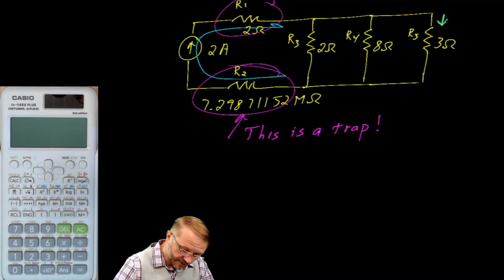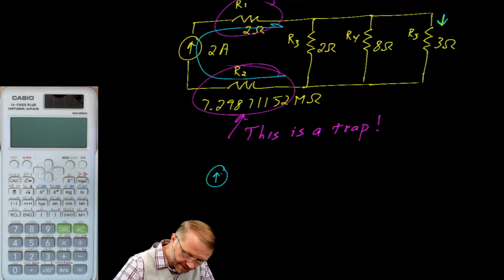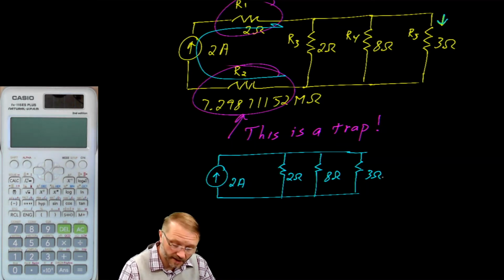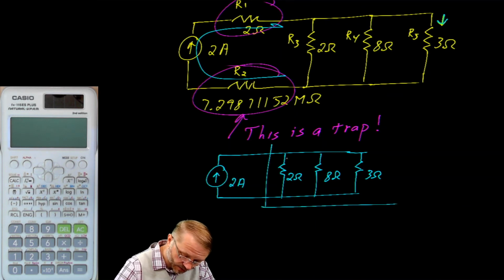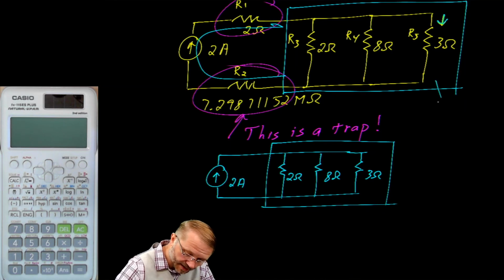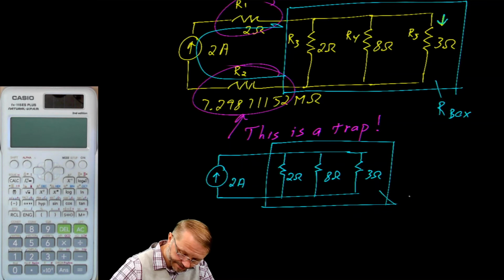Your opening move for this particular problem is to redraw the circuit. 2 amps, 2 ohms, 8 ohms, and 3 ohms. Again, R1 and R2 are meaningless because they are in series with this current source, and no matter what happens, you will still have 2 amps flowing into this portion of the circuit. Okay, we could call this R box. Again, there will be 2 amps flowing into it.